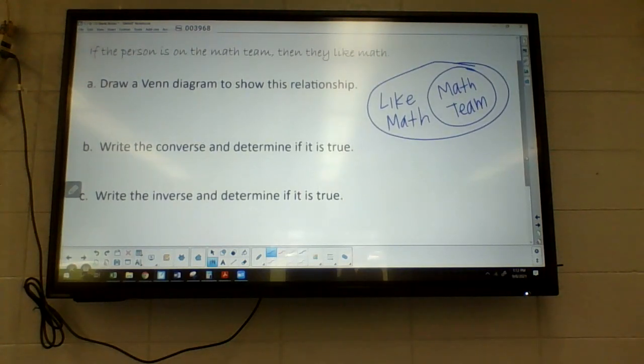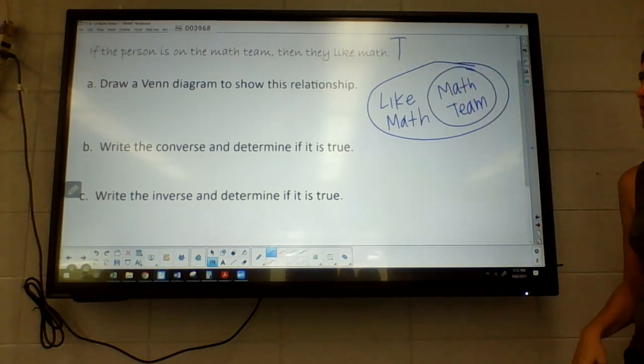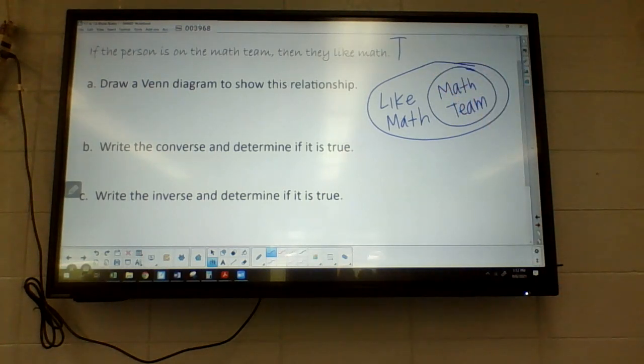All right. So it says, write the converse of this statement and determine if it's true. Write the inverse and determine if it's true. So kind of similar idea that we were talking about before. We're going to say that this first statement is true. So a person on the math team, then they like math. So just lie to me and tell me you like math if you're on the math team.